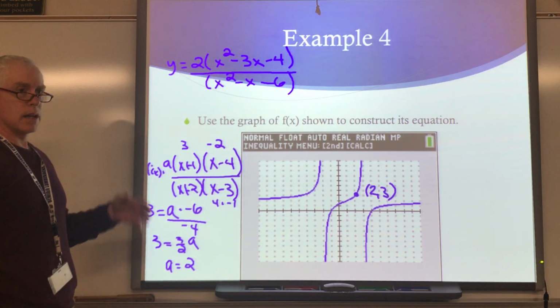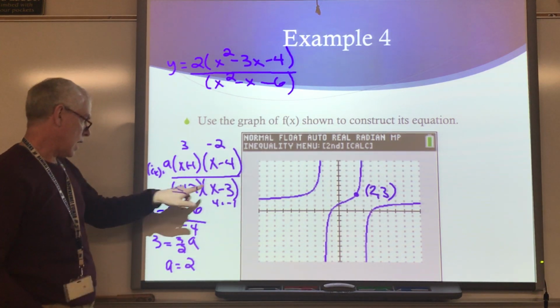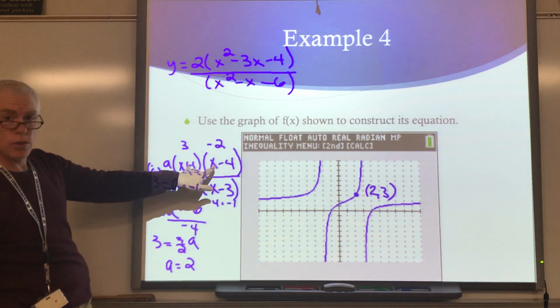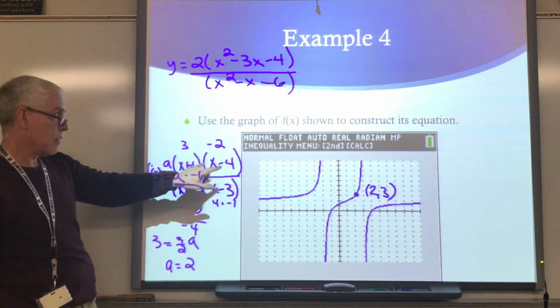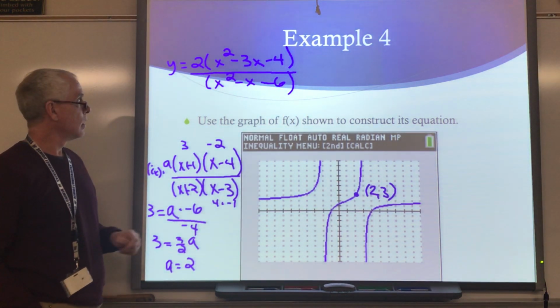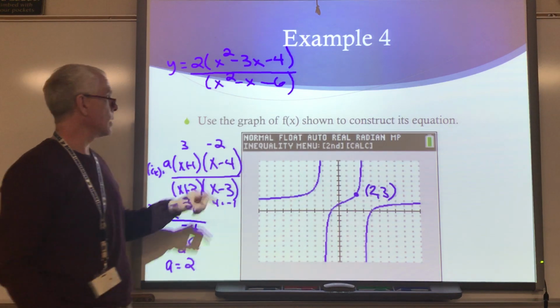So you gotta work through the process, you guys. I get these from where the vertical asymptotes are. I get these two from where we cross the x-axis, and then I picked another point to help me find what kind of stretch or shrink I did, and then I just need to work it out.